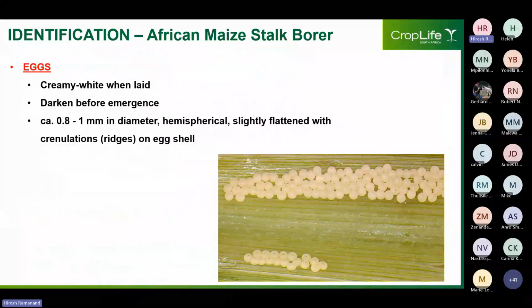Let's move on to identification. The eggs of the African maize stalk borer are creamy white when laid, but darken just prior to emergence. They are approximately 0.8 to 1 millimeter in diameter, hemispherical, and slightly flattened with about 70 crenulations, also referred to as ridges, on the eggshells.